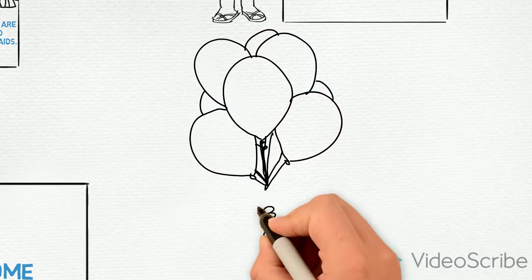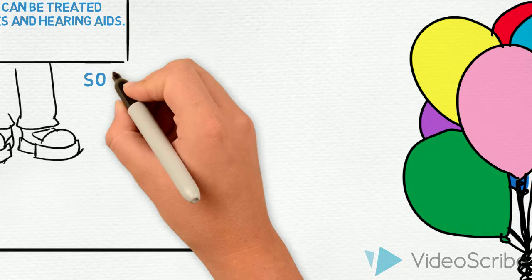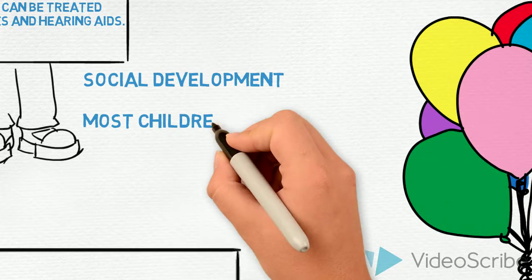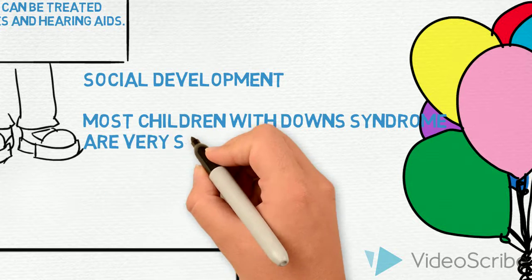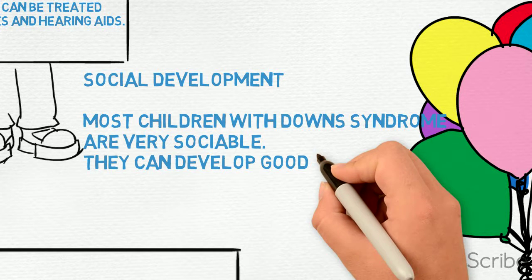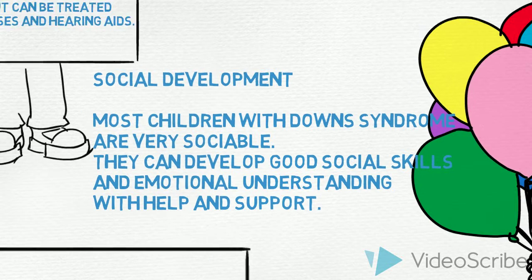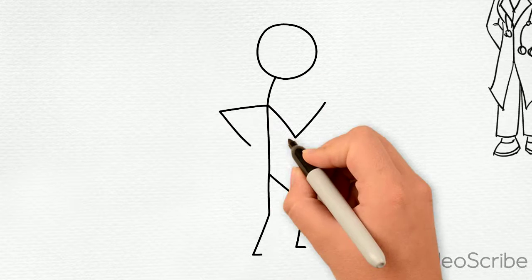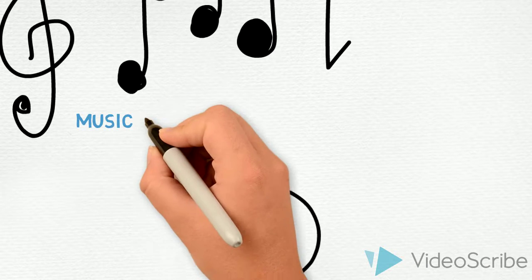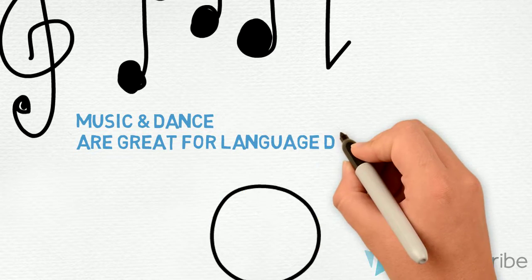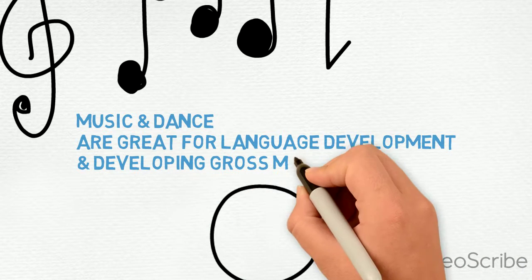Social development. Most children with Down syndrome are very sociable and generally happy. They can develop good social skills and emotional understanding with help and support. Music and dance are great for language development and developing gross motor skills.